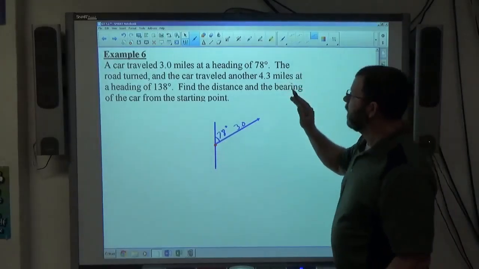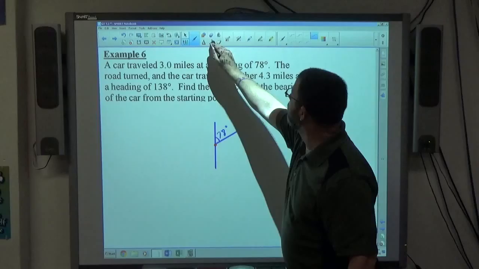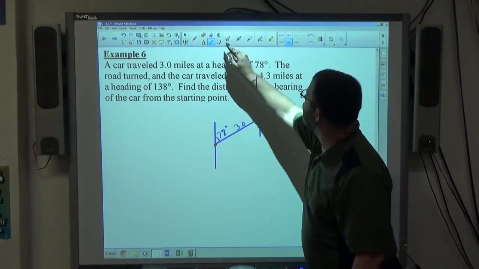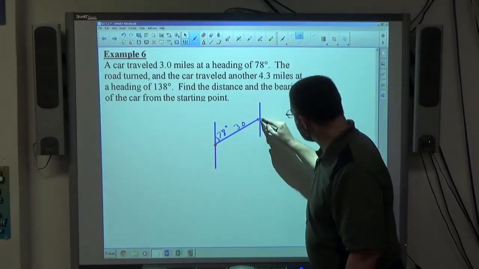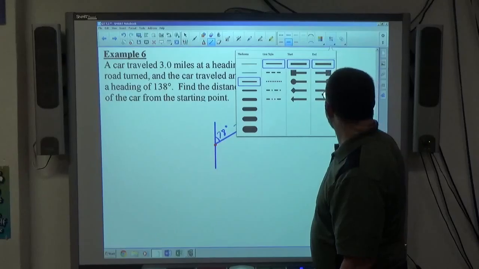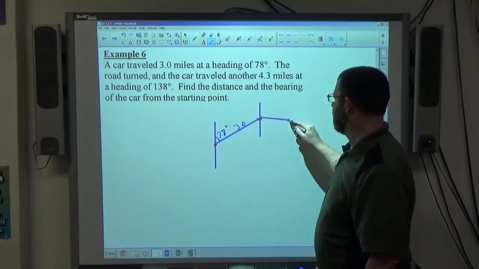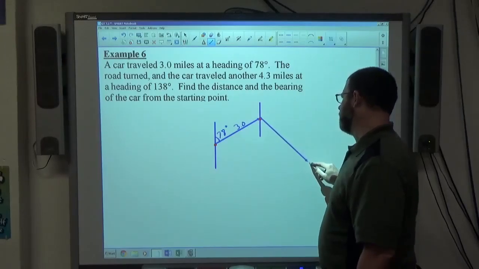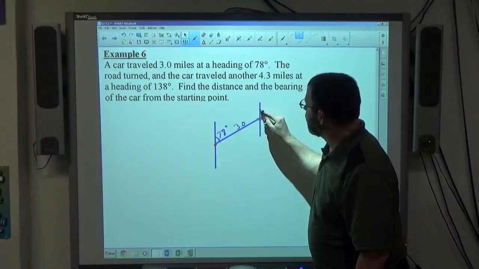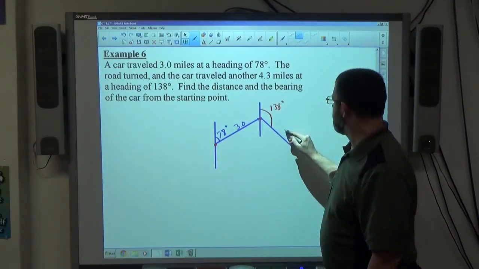From that point, he's going to travel at a heading of 138 degrees. So we're at a new position, so we want to draw another north-south line at our position, which is right here. And now he's traveling at a heading of 138 degrees. So again, if I'm measuring 0 straight up, there's 90. 138 is going to be over kind of like this. And this is 4.3 miles, so I do it a little bit longer. But 138 degrees is measured here, and 4.3 miles.